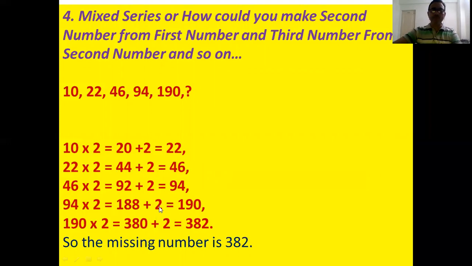So it's very important that you first of all recognize the pattern that is being followed in the question. So now the next step is I'm going to multiply 190 by 2. I'm getting 380, then I will add 2 to it. It will become 382. You can say the missing number is 382.